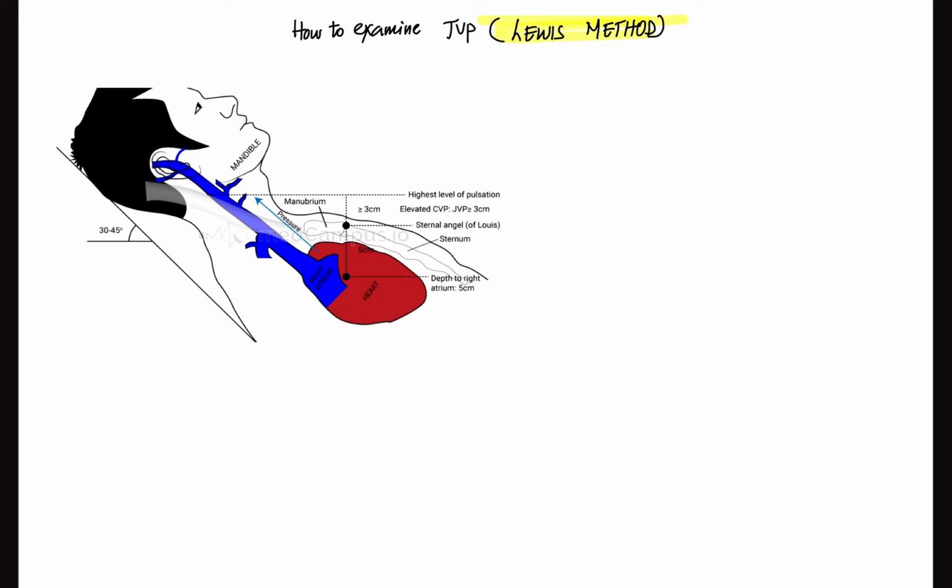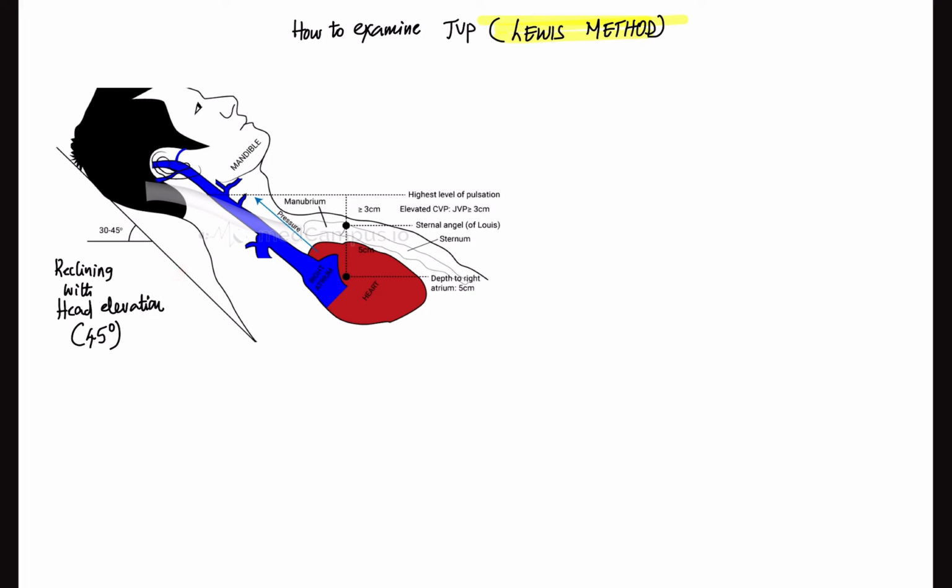Look at the image here. What I can see is the position of the patient. The patient is reclining with head elevated. What is the recommended degree of elevation? It is 30 to 45 degrees, and this is how the patient is reclining. We are also using light. A torch light should be used. It is not usually easy to appreciate the JVP with normal sunlight, so we use a torch, and the torch should be tangential for the examination.